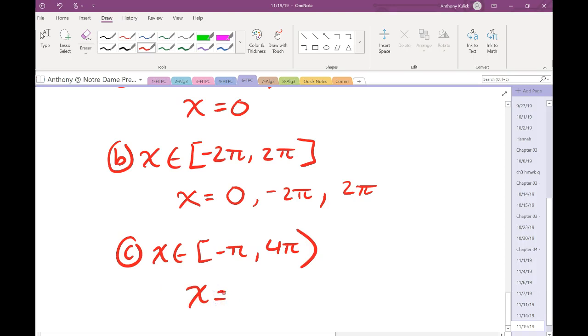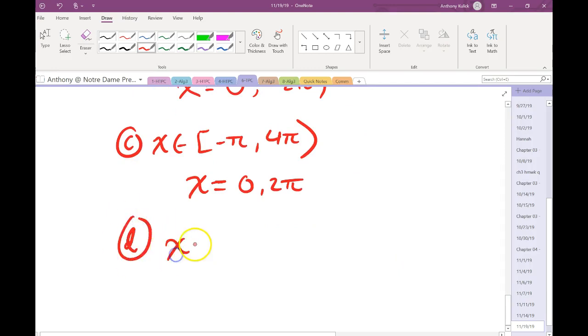How about here? What are my answers? 0 and 2 pi. Not 4 pi, because it's not included because of the parenthesis. Good. Why not negative 2 pi? It's too small, right? That's way outside of the interval. Everybody see that? Okay.